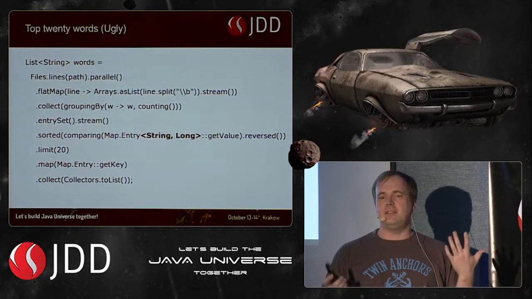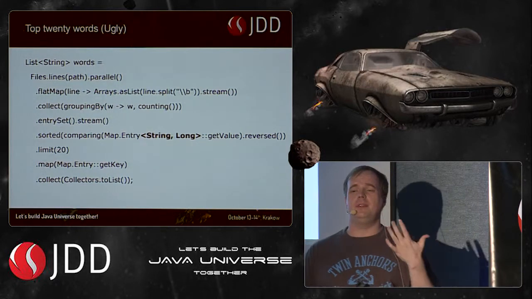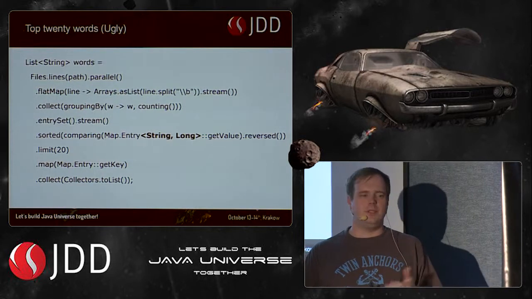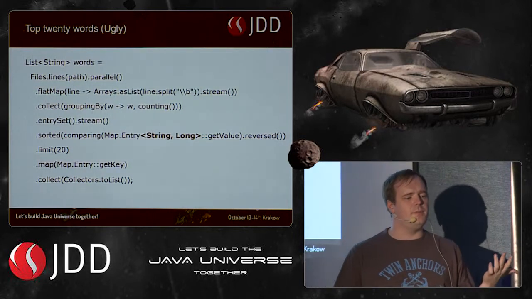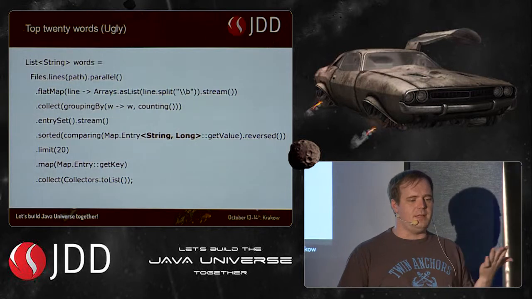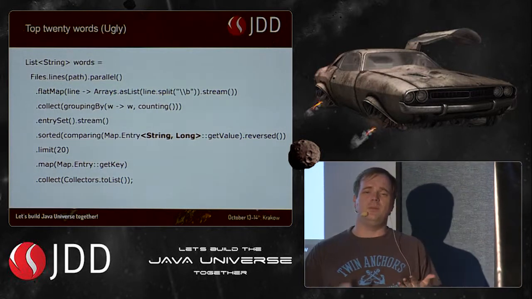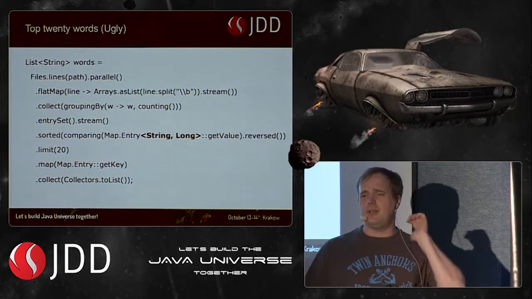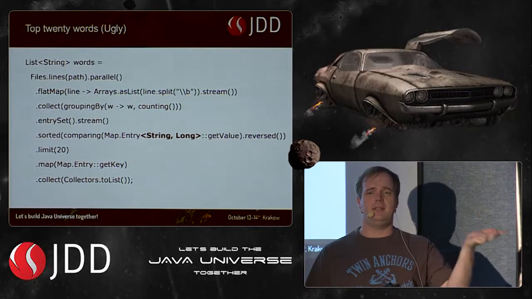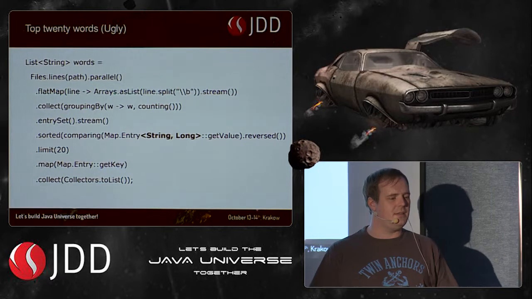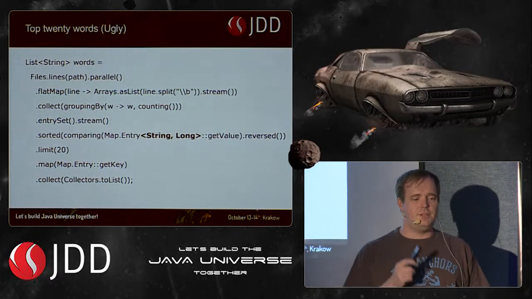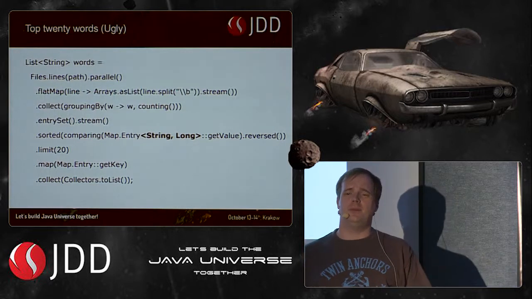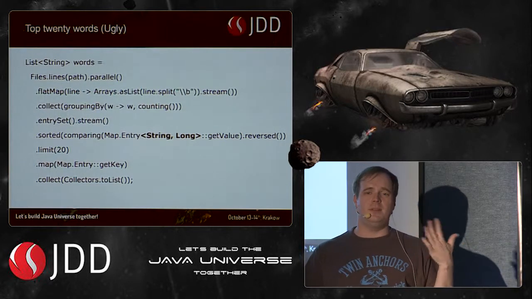Okay, so now I take this entry set because now I want these things to be sorted. So I take the entry set of what I produced and turn it into a stream. And then I say, right, now I want to sort by value, which is the count. And I want that count to be in reverse order, so that the first ones will have the highest count, and it'll go down to the lowest count. So I've sorted them, but I don't want all of them. I only want the top 20. So I set a limit of 20.